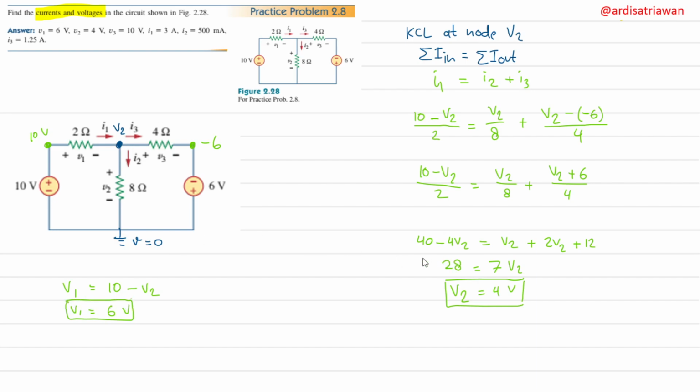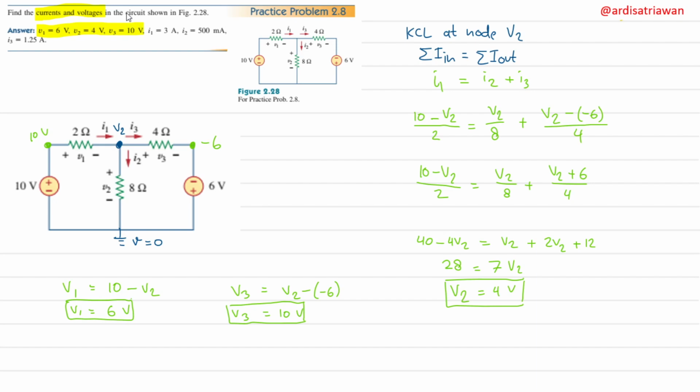And from here we can find V3. So V3 is just V2 plus 6, and V2 is 4 volt, so I will have V3 equal to 10 volt. So we have all the voltage covered, and it is the same as the answer given in the problem, right?